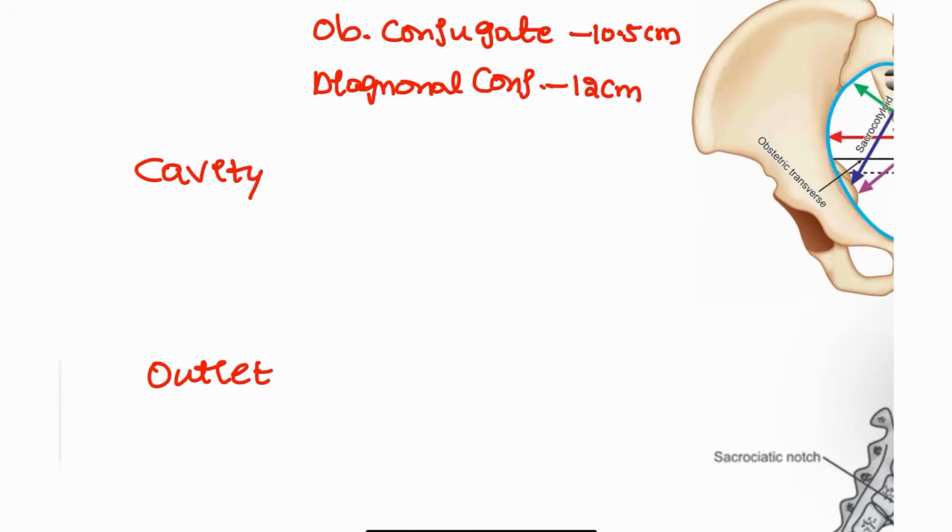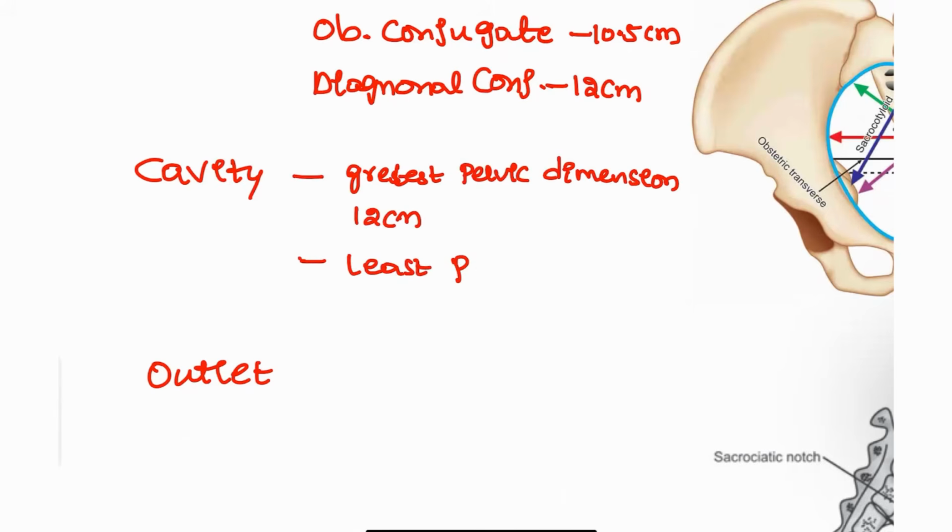Next, the cavity is going to have two planes. One is the greatest pelvic dimension, and in this greatest pelvic dimension, everything will be 12 centimeters. Next, another one is the least pelvic dimension.